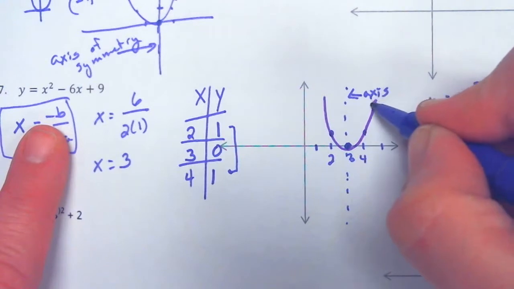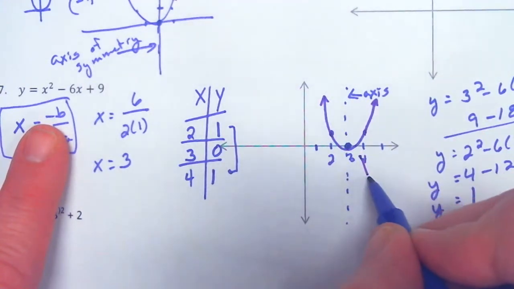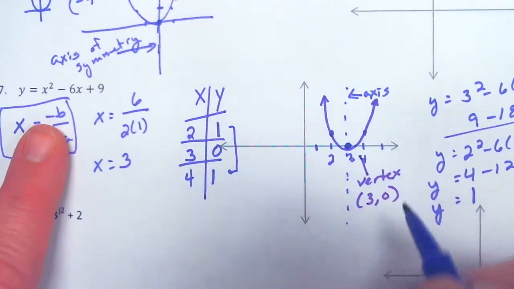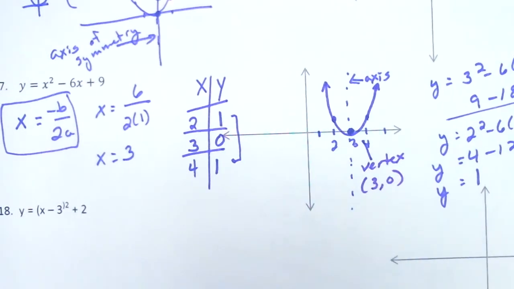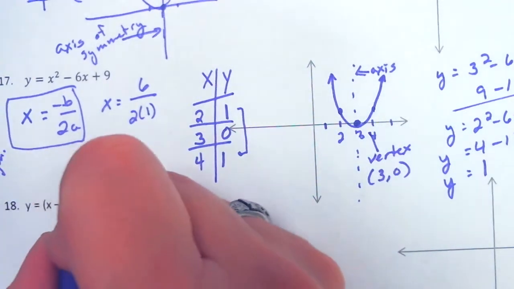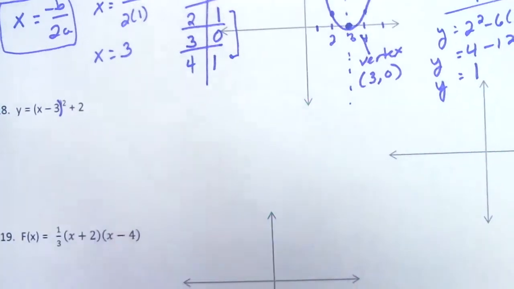And I draw the parabola. The vertex is at the point 3, 0. Okay. So that's number 17. Okay. I'm going to finish by doing number 18. And we'll save number 19 for another video so it doesn't get too long.